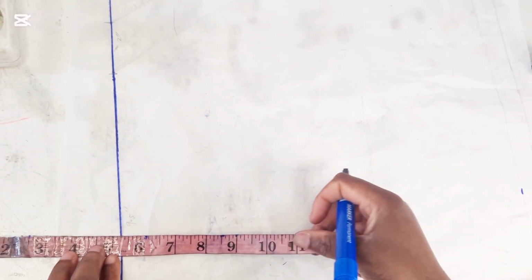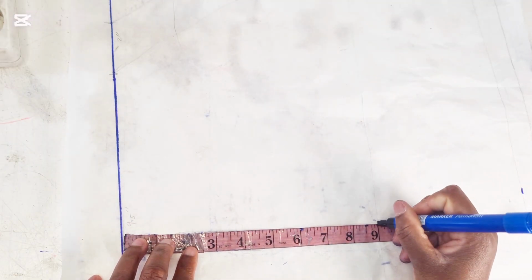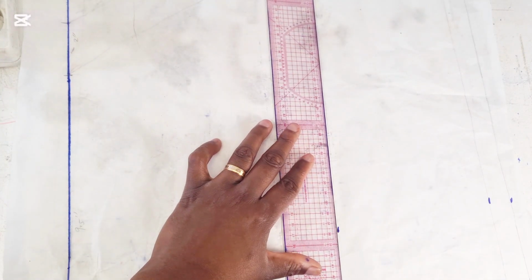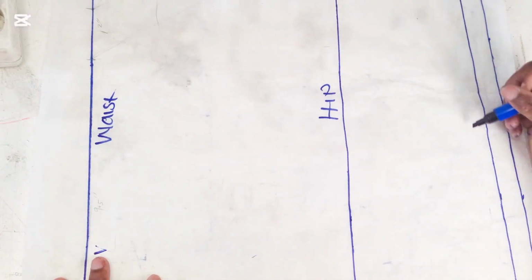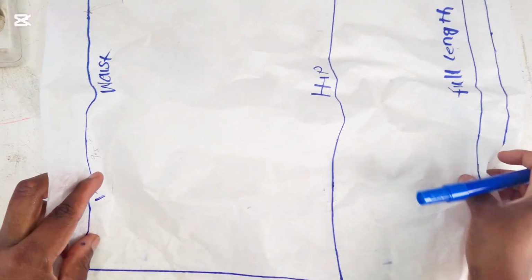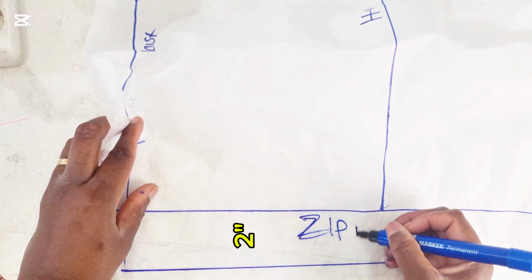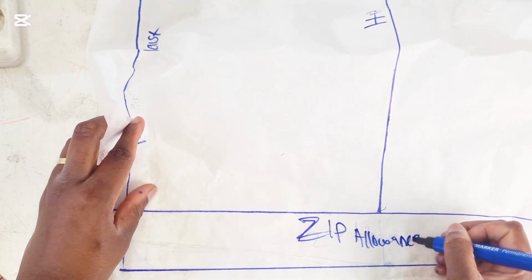And then from the waist, I'm going to draw out my hip point. My hip point is always 9. After that, I'm going to draw a straight line across those points. I forgot to show the clip for the back zip allowance. So this is that straight line. I drew a straight line and I added 2 inches for the zip allowance.